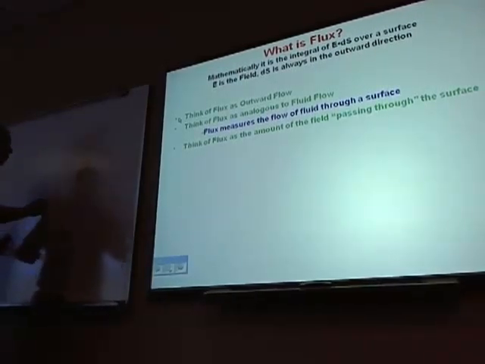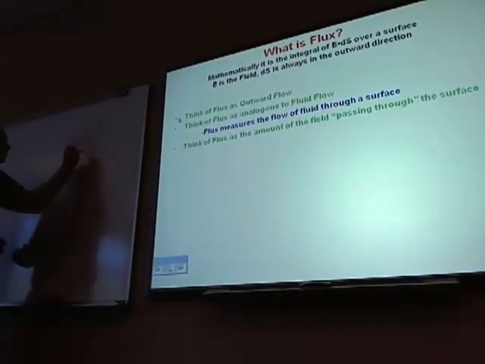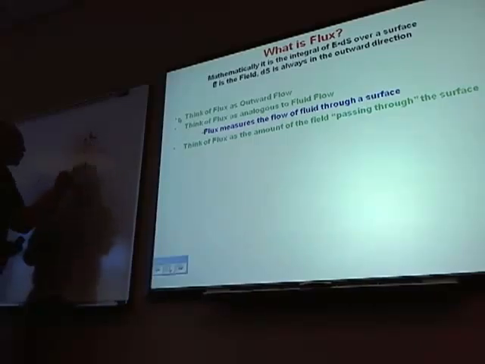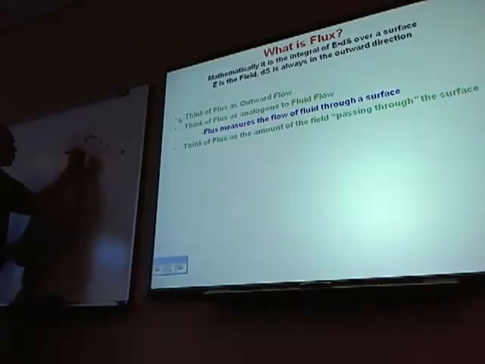You have a surface like that. Here's a normal component. And even though you may have a field that's flowing like that, the only part of this field that will go through that surface right there is the normal component. That little component right there, that little component there.